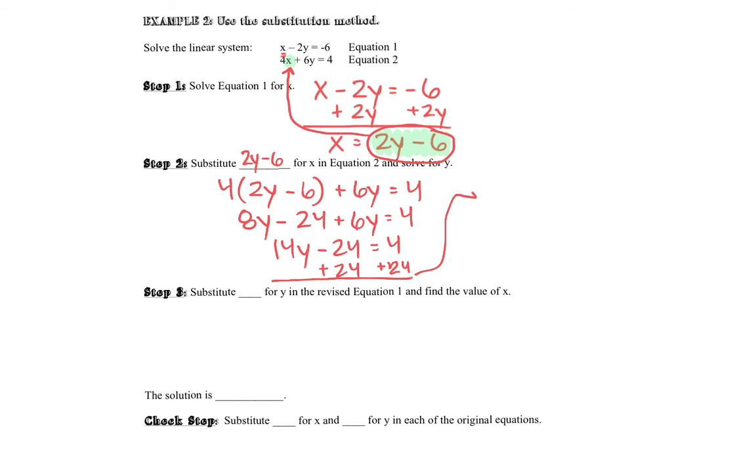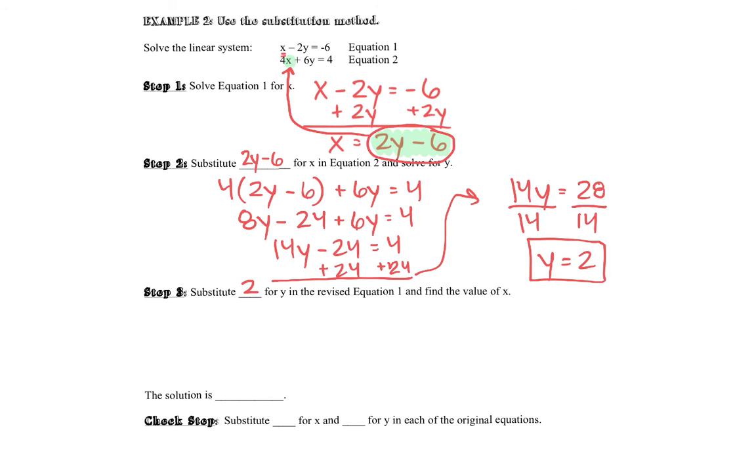Got to come up here because I'm out of space. I get 14y equals 28. Divide each side by 14, and you get y equals 2. So again, you're halfway there because now I know what one of my coordinates is.